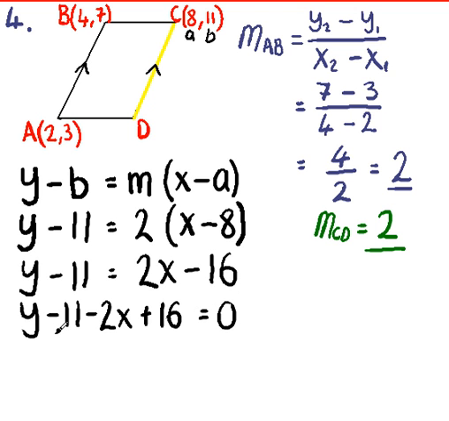Looking at our like terms, we have minus 11 and plus 16. Minus 11 plus 16 equals 5. So we have y minus 2x plus 5 is equal to 0. That's the equation of the yellow line, the one we're trying to find, and our final answer.